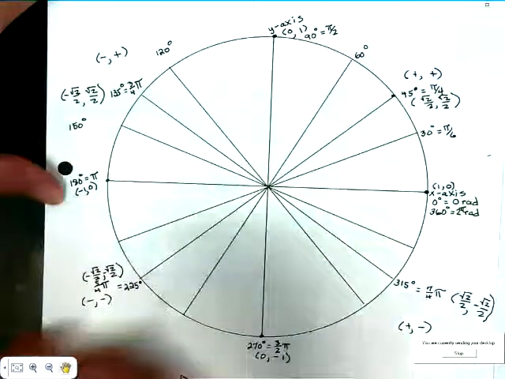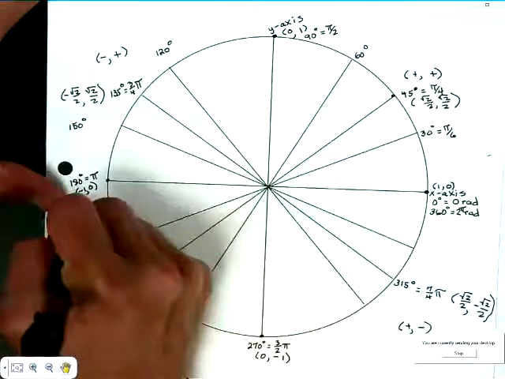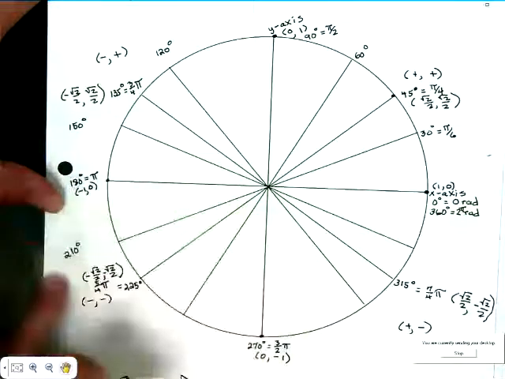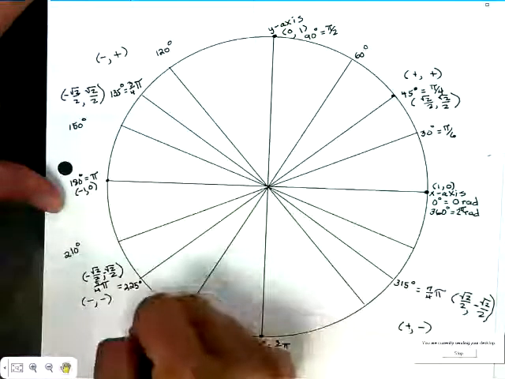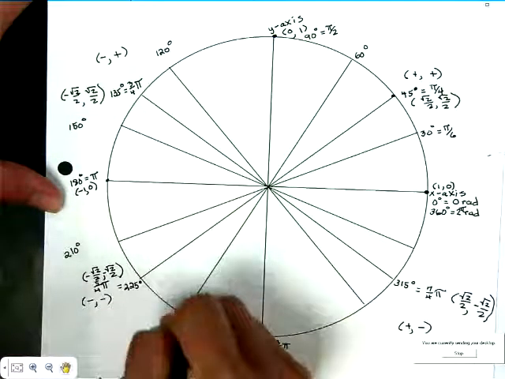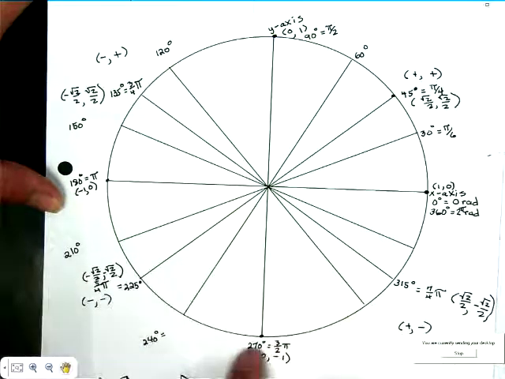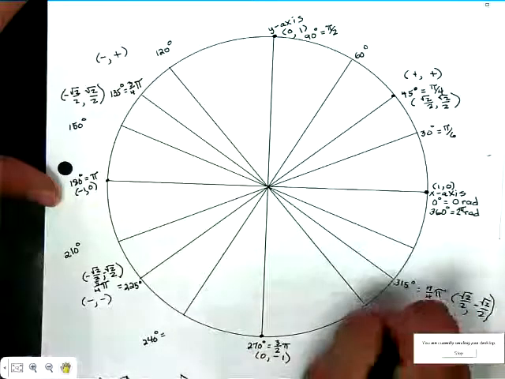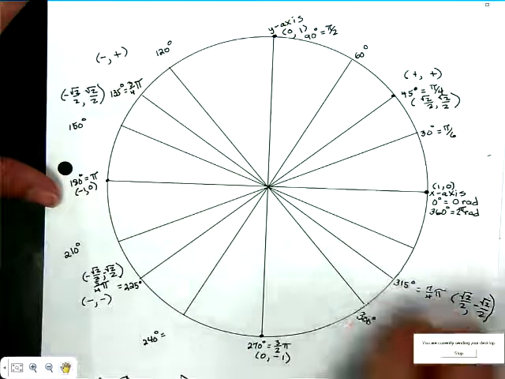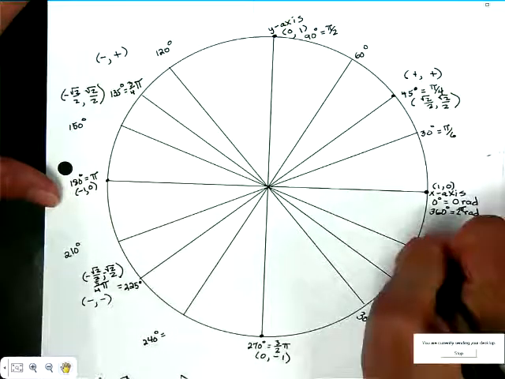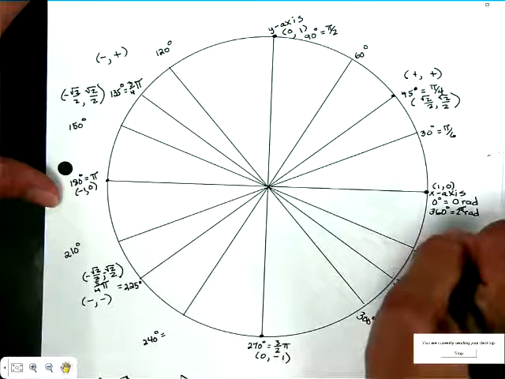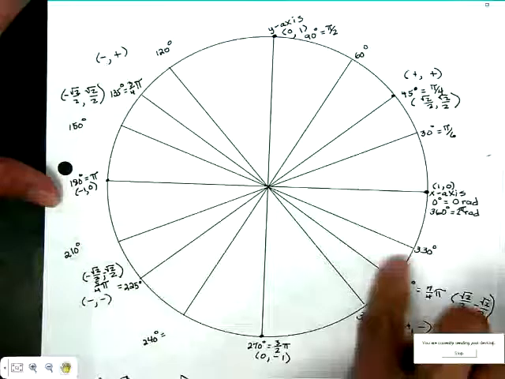Another 30 is 210. Another 30 is 240. Another 30 is 270. So far, so good. Another 30 is 300. Another 30 would be 330. Another 30 is 360, and we're all the way around the circle.